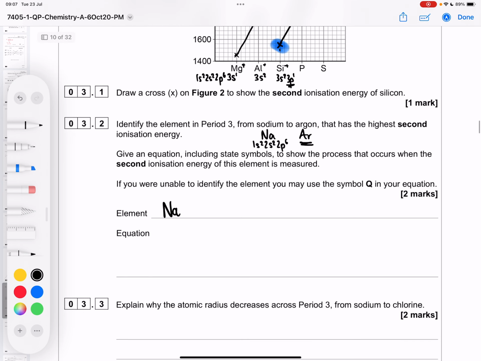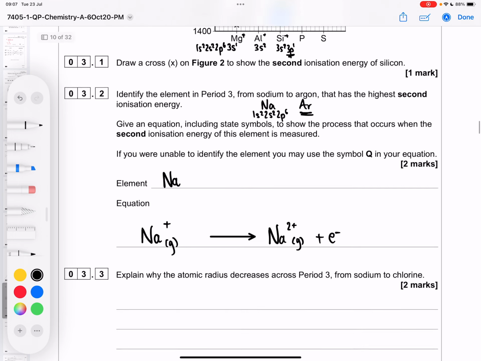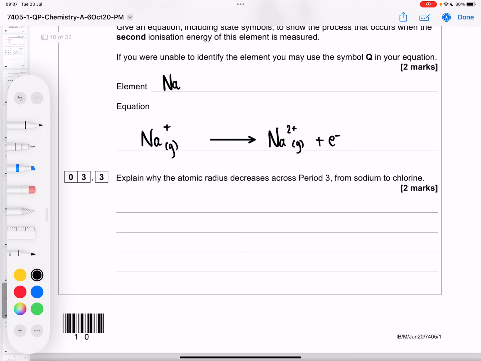And then it says write an equation for the process, which we already explained above, is where the 1 plus ion loses electrons to become the 2 plus ion. We get our 1 mole of electrons coming off here. Make sure you've put the state symbols on.